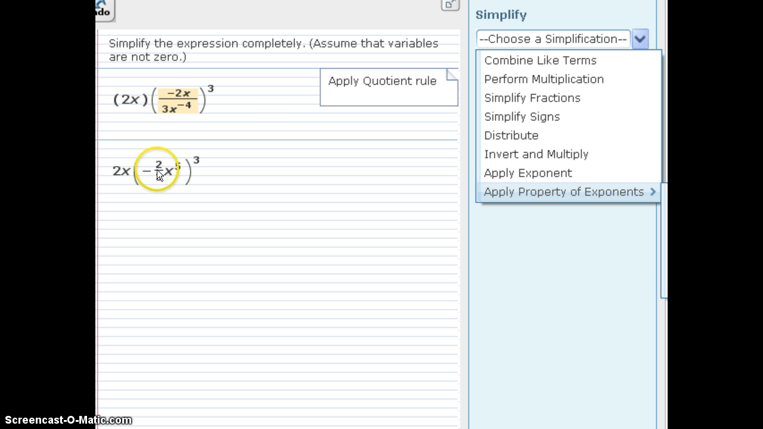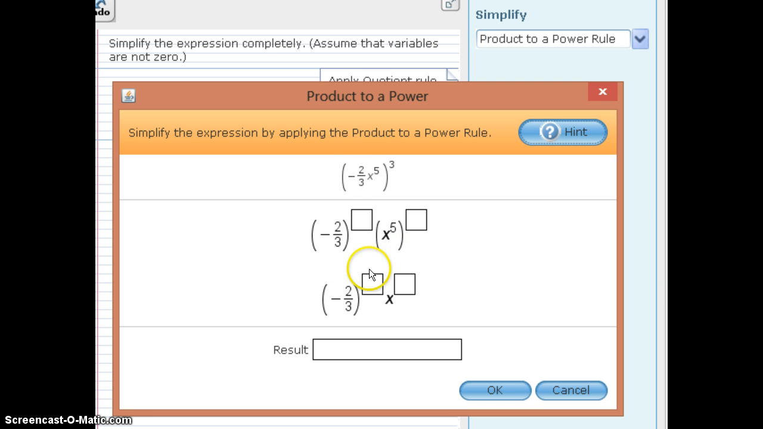So we have a constant times a power, and both of those factors need to be raised. So I'm going to do the product to a power rule. It brings that part up. I'm going to have -2/3 cubed, and then the x to the 5th is also cubed. Now down here, it went ahead and put the 3 for me, but it wants me to figure out x to the 5th to the 3rd.